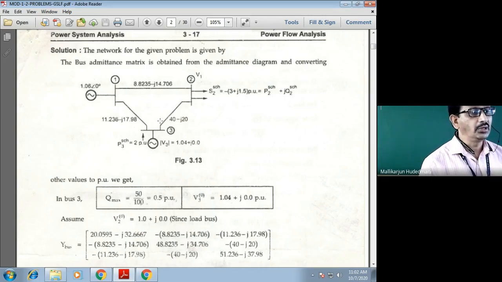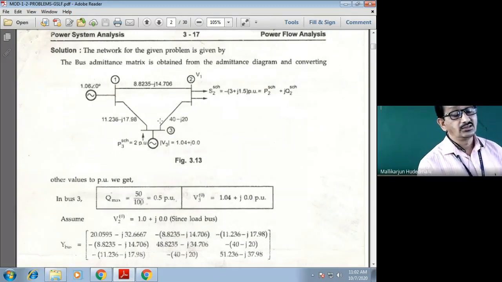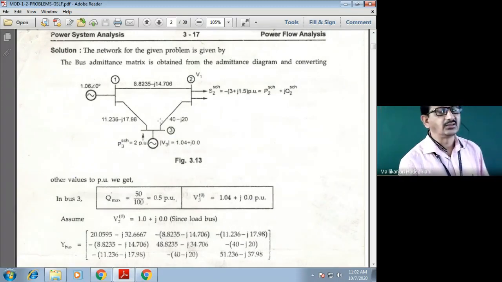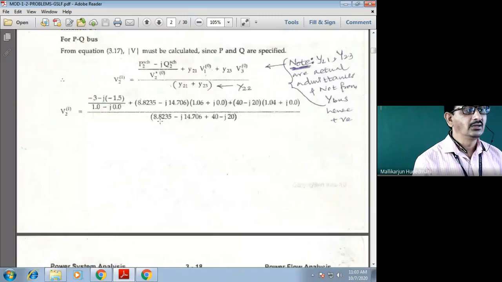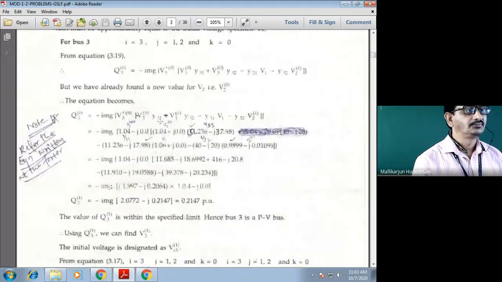Then that Q31, I have to compare with the limits, the boundaries 0.1 and 0.5 as per this problem. If it is within the range, yes, this generator remains as a generator. I should calculate V3 of 1 later. In that regard, I move here. So you must see here, bus 3, Q3, 1. Q3, 1 has to be calculated.